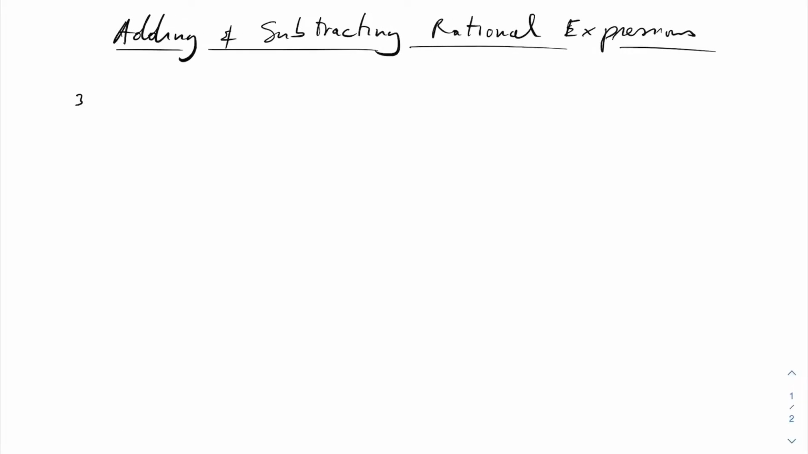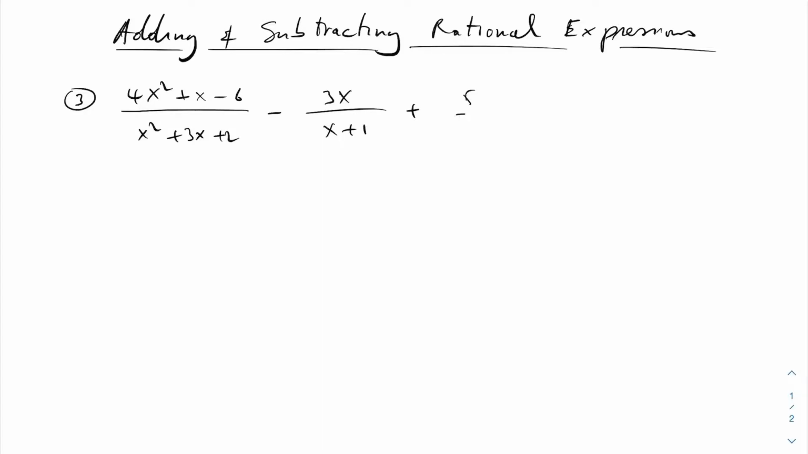Okay, let's mix it up a little bit and look at our last example. So we're going to have (4x² + x - 6) divided by (x² + 3x + 2), minus 3x divided by (x + 1), plus 5 divided by (x + 2).